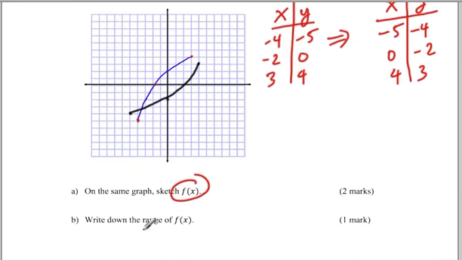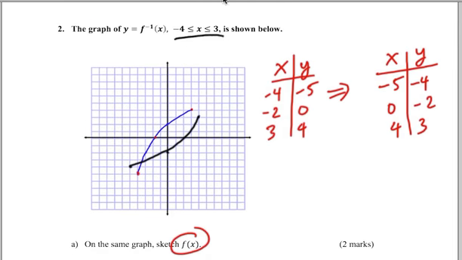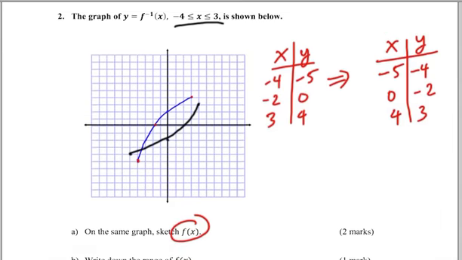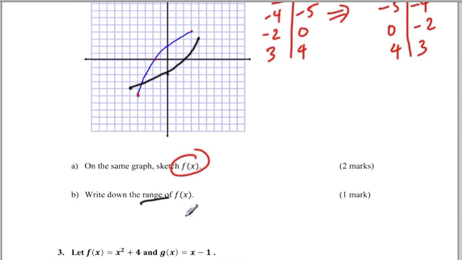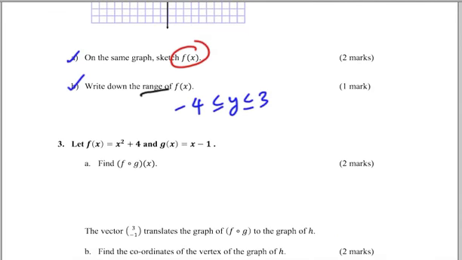And now, write down the range of f of x. So if you look at the question, they have given us the domain. The domain is x between negative 4 and 3. So remember, the domain of one function is the range of its inverse. So the range of its inverse here is simply negative 4, but this time it's y to 3. And that's how you do b. Okay, so we're done with this one.